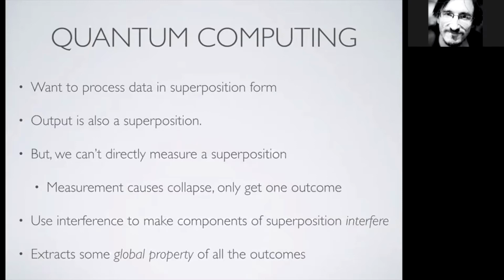And the trick here is to use interference, like what I showed earlier on with that photon interfering with itself, to make different components of these superpositions interfere in different ways, so that even though I don't get the answer to all of the outputs at once, what I can do is somehow extract some kind of useful global property of all of them at once. So you might be able to get an answer about some sort of average property of all of those computations, for example, as opposed to all of the individual answers.